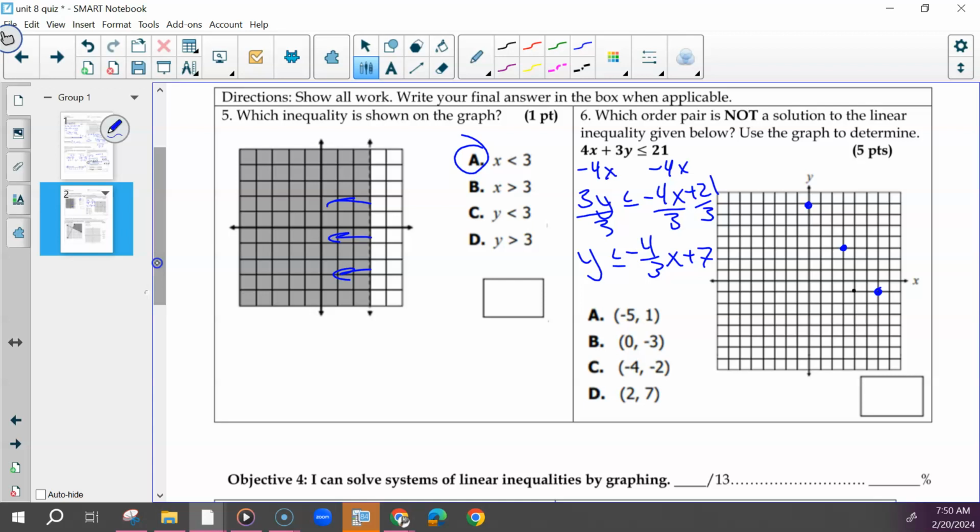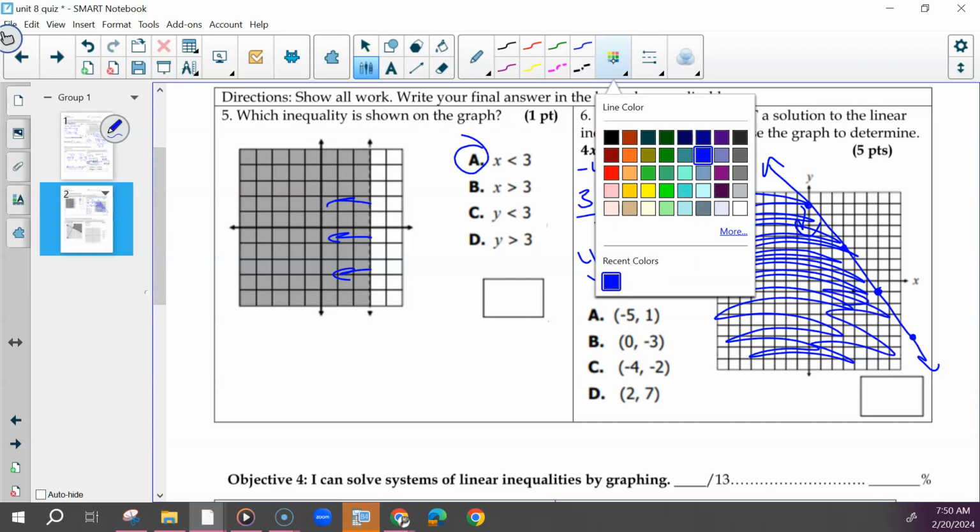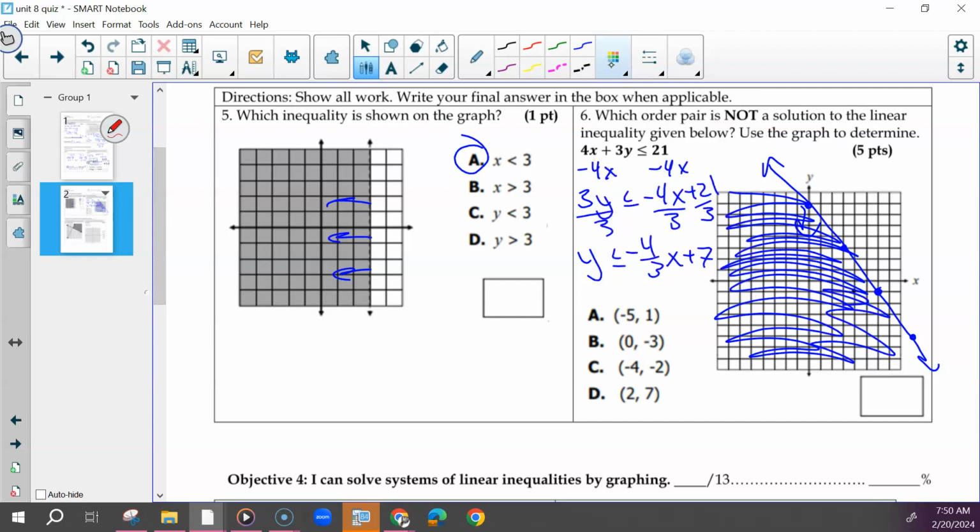This one would be off. This would be a solid line shaded below. So that would be everything. And then it's asking which ordered pair is not a solution, which should have been D. 2, 7 is the only one that does not fall in the shaded area.